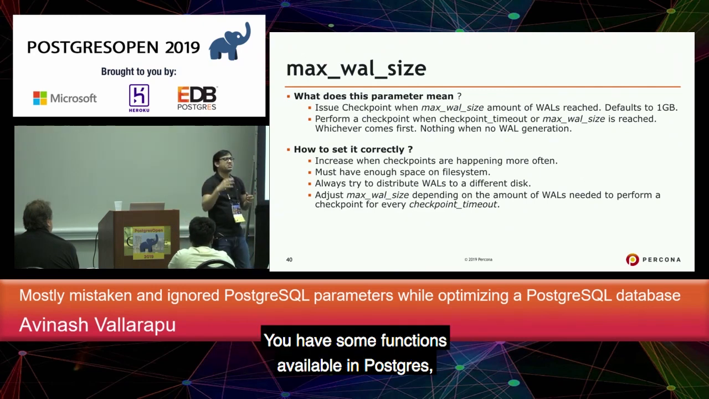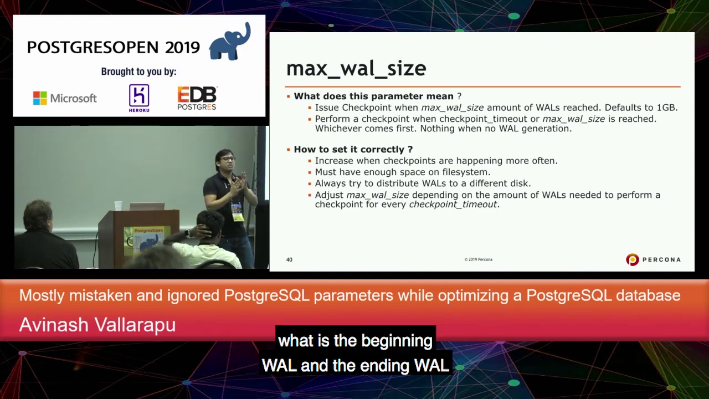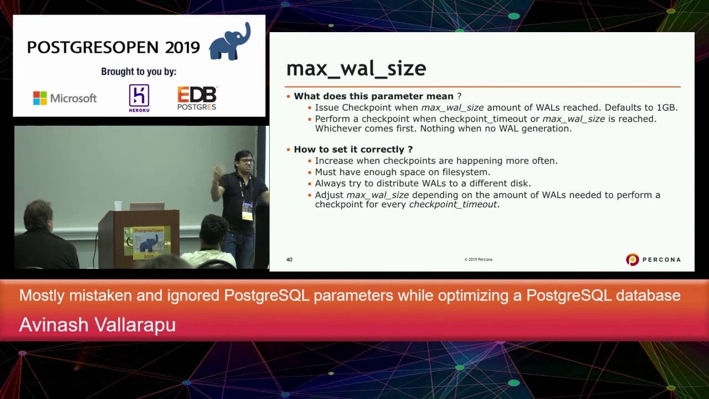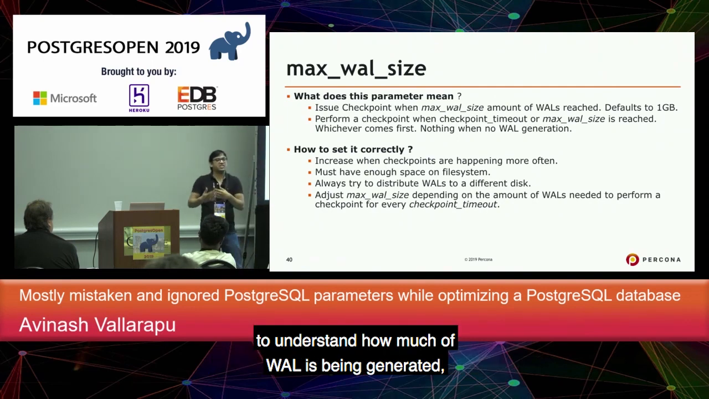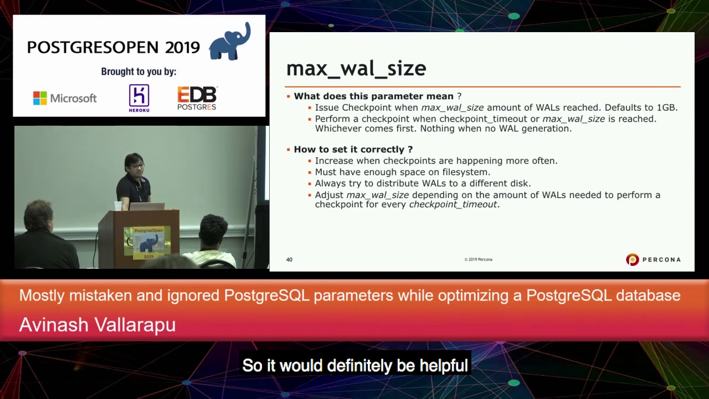You have some functions available in Postgres, like pg_wal_lsn_diff, where you could see what is the beginning WAL and the ending WAL between a 1 hour window. You could basically use some functions to understand how much WAL is being generated in an hour. So it would definitely be helpful if you consider this parameter as well.